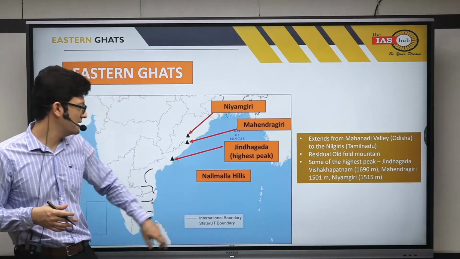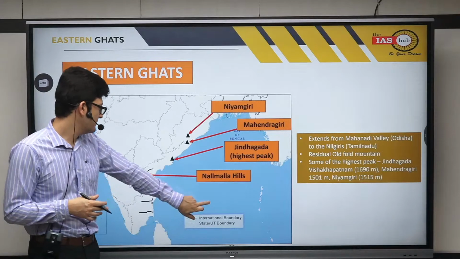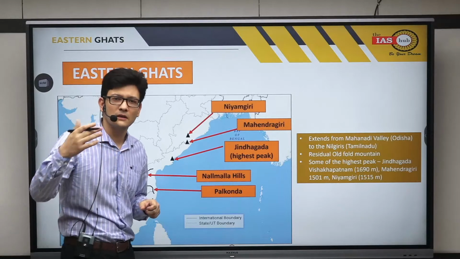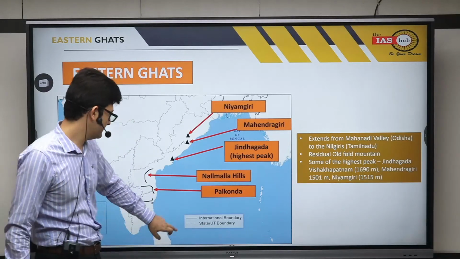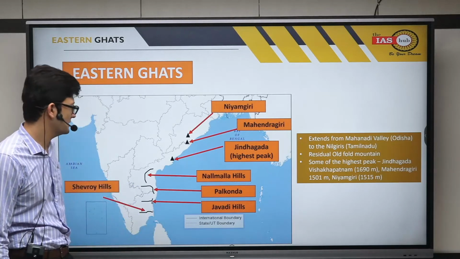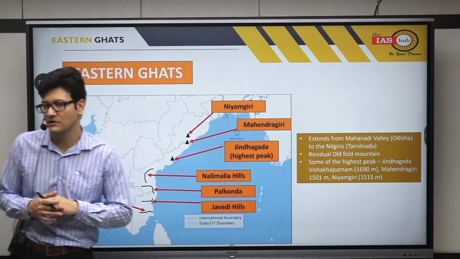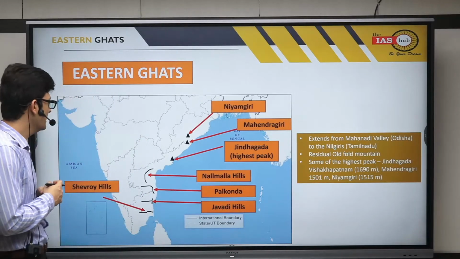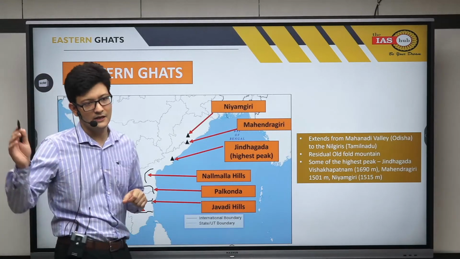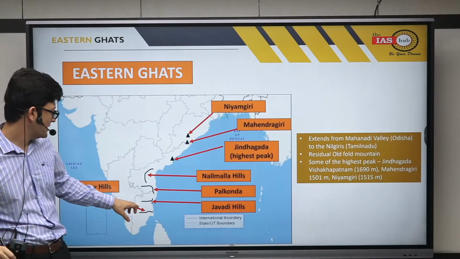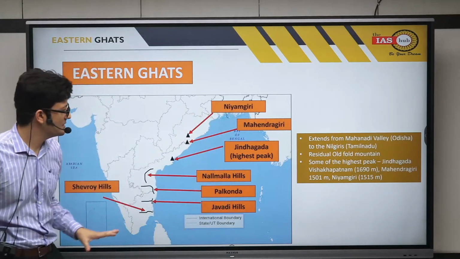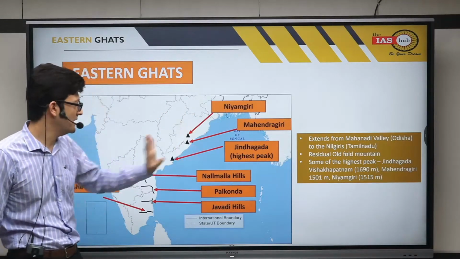Then we have Nallamala Hills in the Andhra Pradesh region. We have Palkonda range, which extends from the Andhra Pradesh region to the Tamil Nadu region also, and then Javadi, and then we have Chevroy in the last. So these are the basic major peaks and ranges which you'll find in the Eastern Ghats. There are certain Palani Hills also, which we have discussed, which connect the Nilgiri Hills to the Eastern Ghats. These are also present in the northern side of Tamil Nadu. But all in all, these are the major peaks which you should remember while reading about Eastern Ghats.